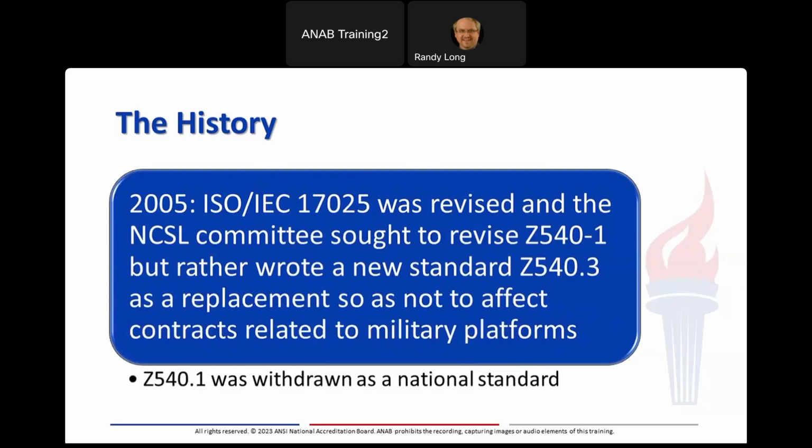In 2005, ISO IEC 17025 was revised slightly, and the NCSL committee sought to revise Z540-1. This presented a problem, and they decided to write a whole new standard as a replacement so as not to affect current contracts related to military platforms. And you may be aware, military platforms usually have a long legacy. They're still flying B-52s. They've got ships that are very old. They've got other aircraft that are very old. So they couldn't change those requirements. Z540-1 was eventually withdrawn as a national standard.